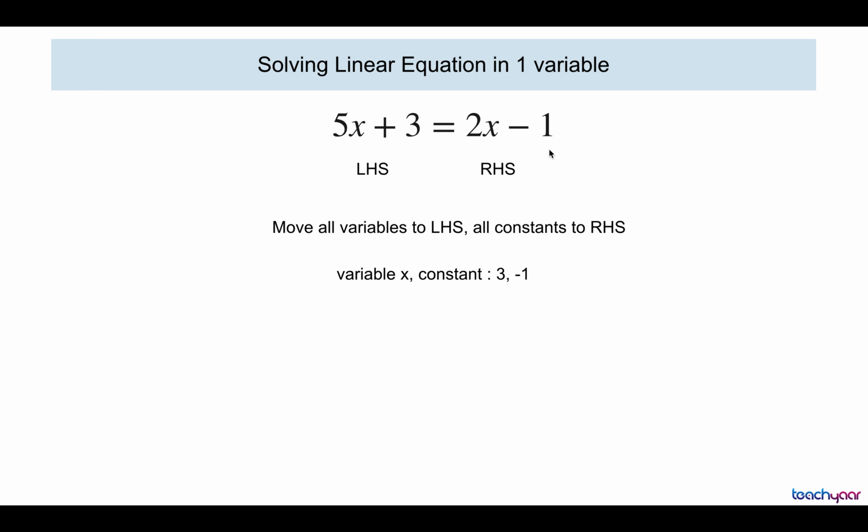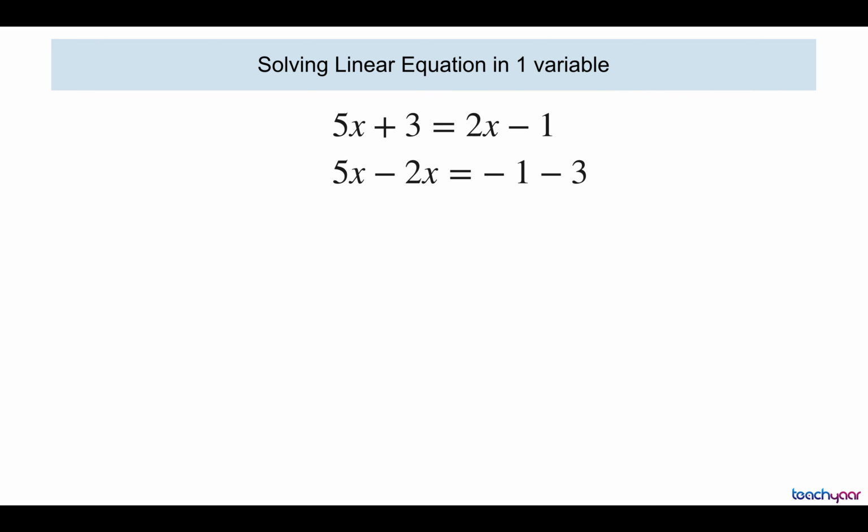So any term containing x, you move to the left, and in this case 3 and minus 1 are on the right. So what do you get? You get 5x, and you move this to the left, so it becomes 5x minus 2x is equal to minus 1 stays there, and this plus 3 here becomes minus 3. Right? How does that happen?